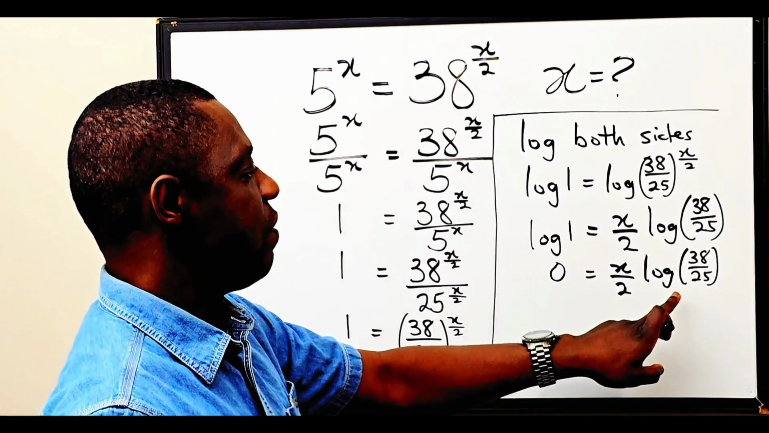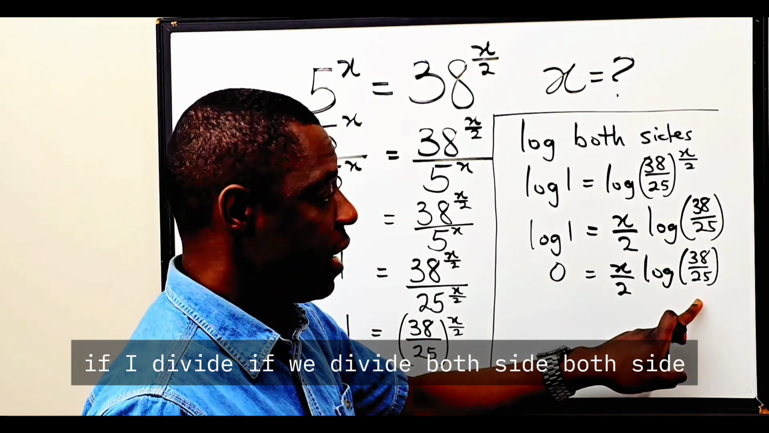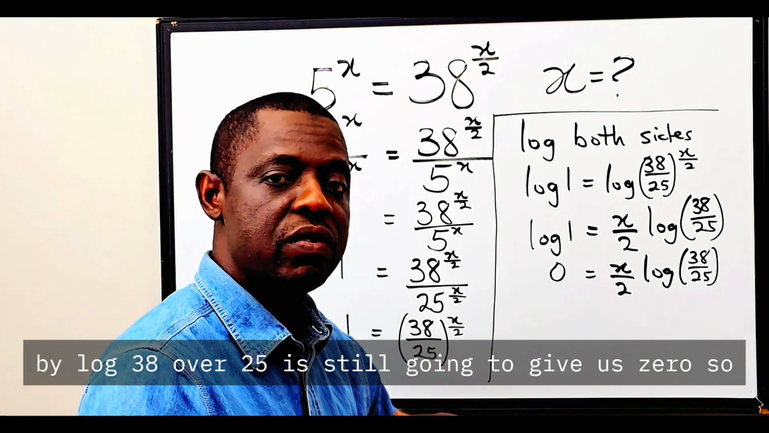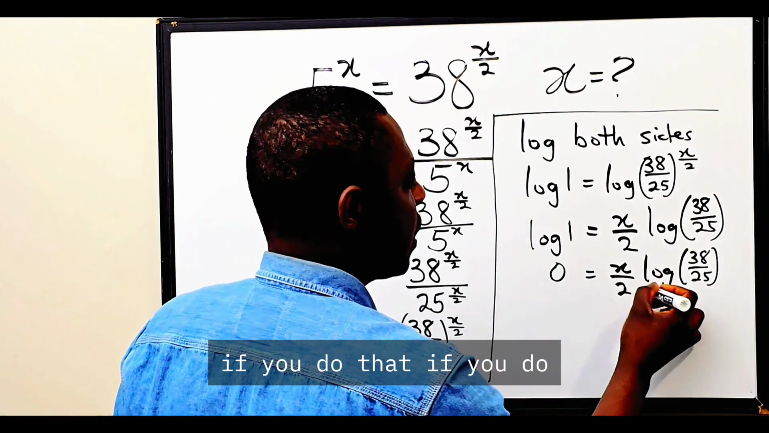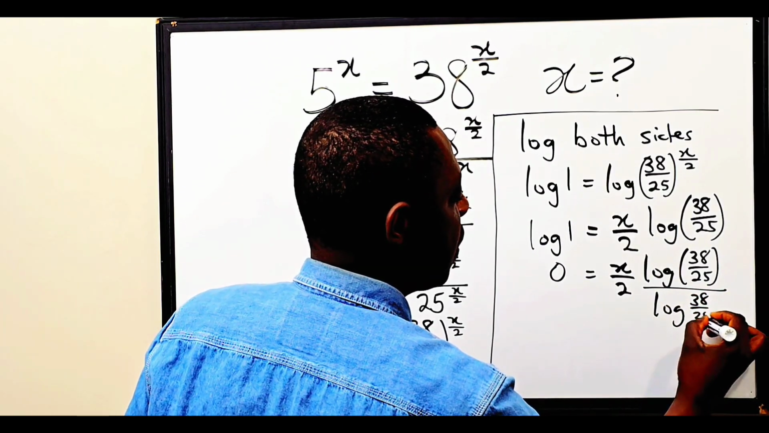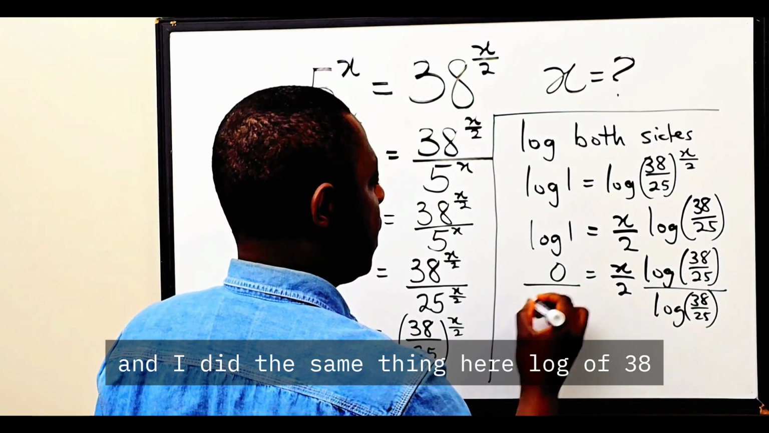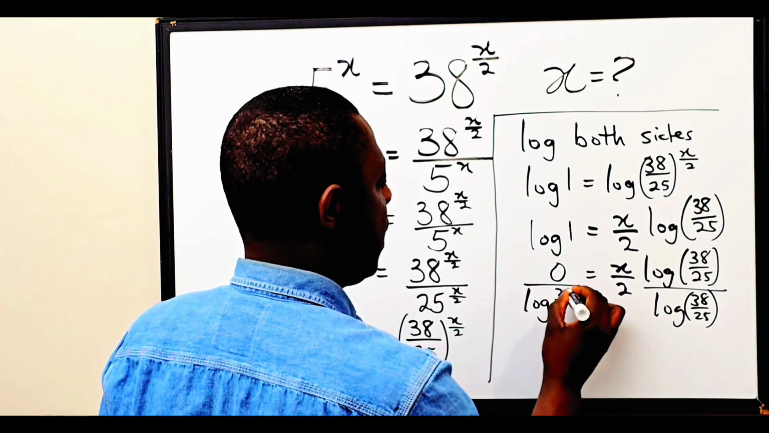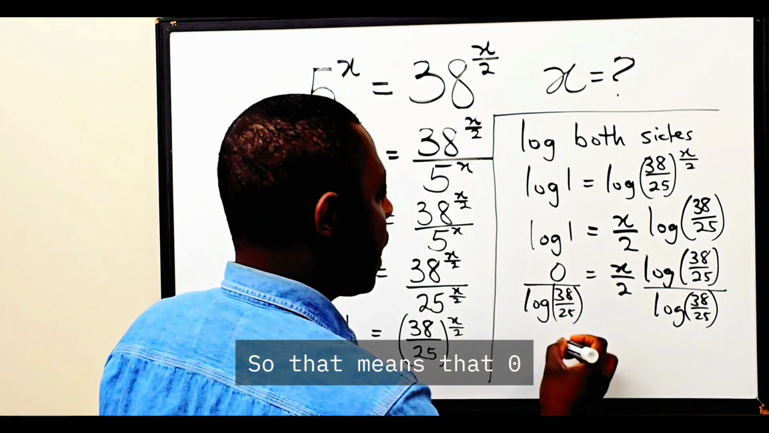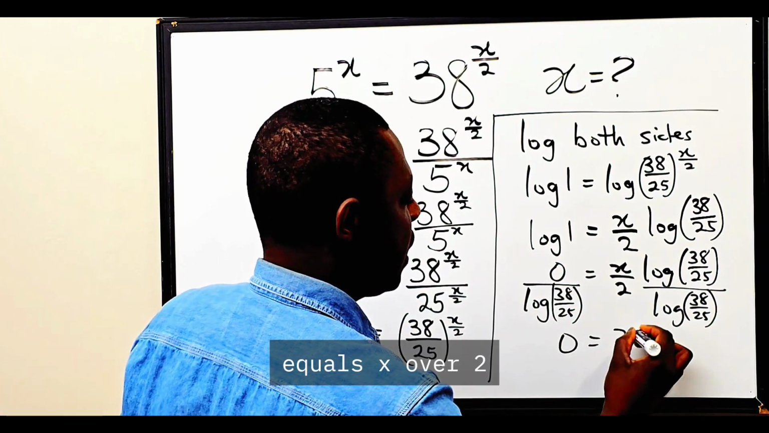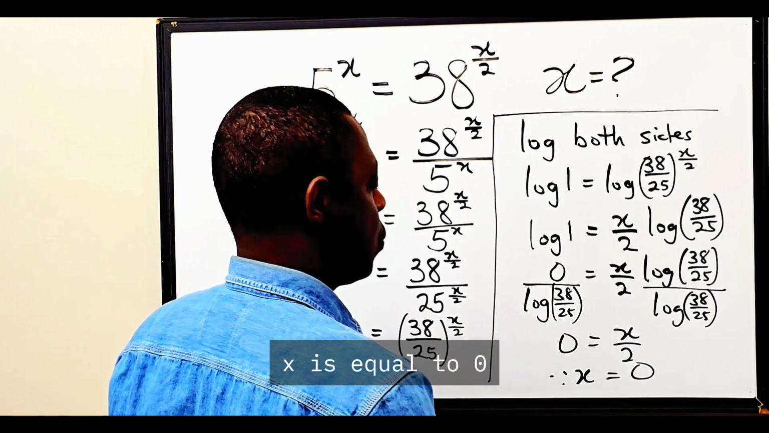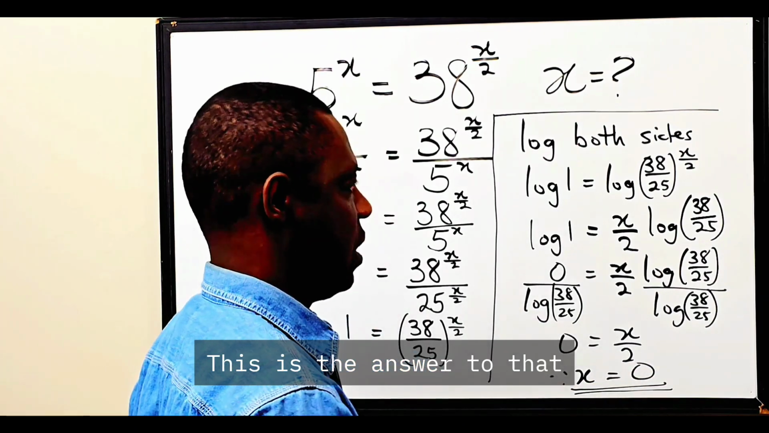So if we divide both sides by log 38 over 25, it's still going to give us 0. If you divide by log of 38 over 25, and I do the same thing here, log of 38 over 25, I'm still going to get 0. So that means 0 equals x over 2. In that way, x is equal to 0. This is the answer to that.